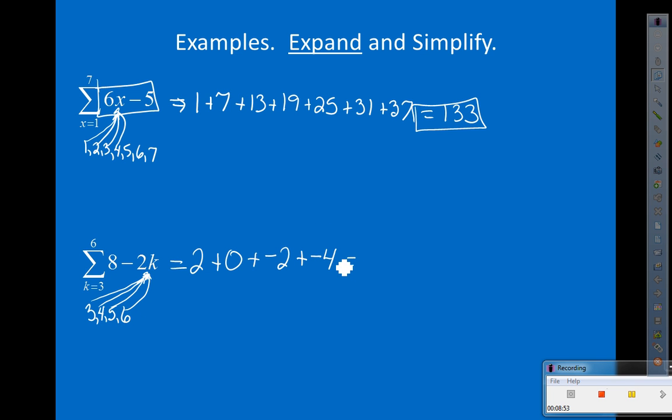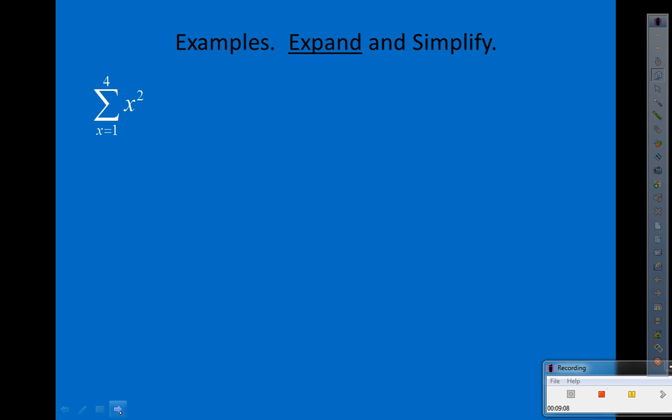I'm okay in the math, so I'm doing these quickly in my head. If you need to pause the video and run the numbers through, feel free to do that. But when I add this up, I'm going to get negative 4 in this case. Because I notice my 2 and negative 2 cancel out. Okay. So that's how we handle those.